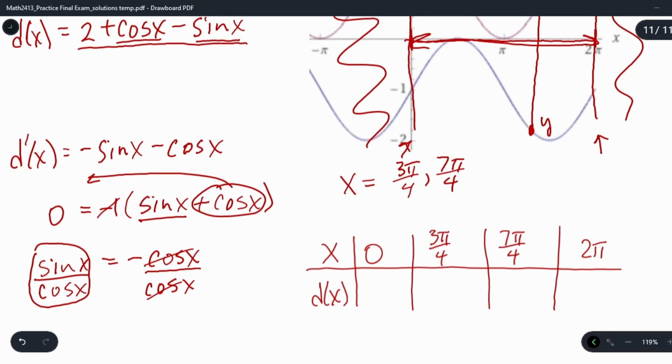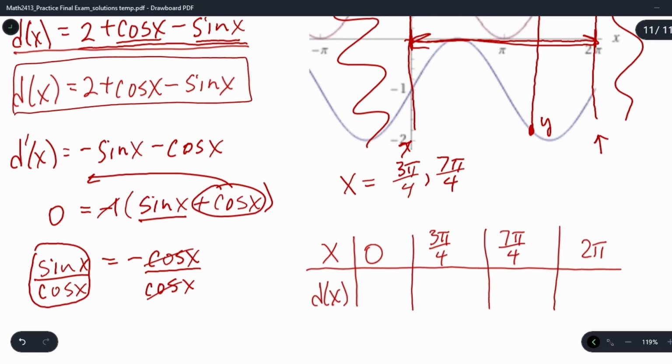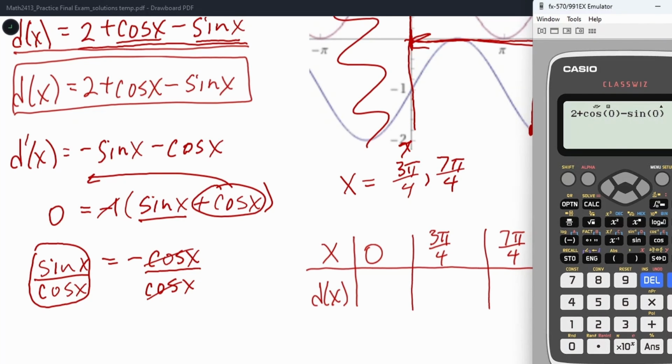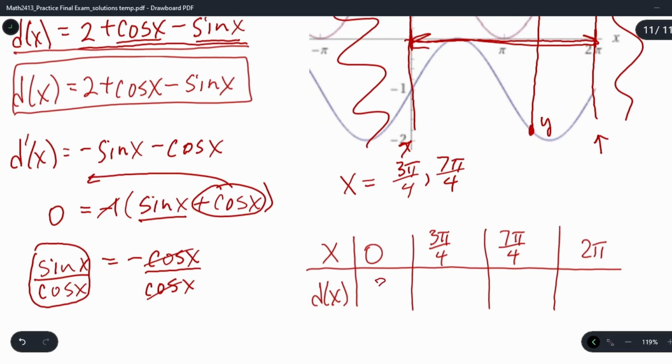And then what we want to do is evaluate our distance function, the original distance equation that we wrote, which was, again, d of x equals 2 plus cosine x minus sine of x. We need to evaluate this equation at these values of x to see which produces the largest value. Okay, so on my Casio, evaluating the first value of x, the first endpoint, make sure you're in radian mode, by the way. That's going to give us a distance of 3.